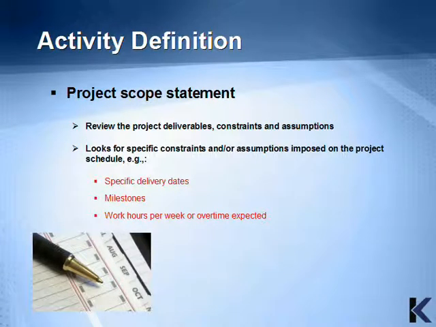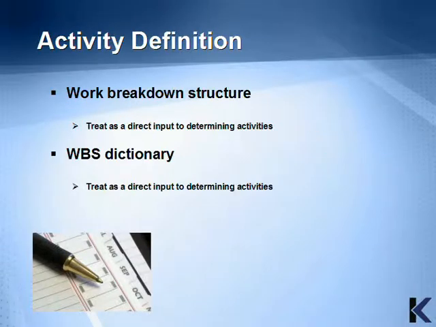In the project scope statement, you should review the project deliverables, constraints, and assumptions, and look for specific constraints or assumptions imposed on the project schedule. For example, specific delivery dates, milestones, and work hours per week, or the overtime expected.